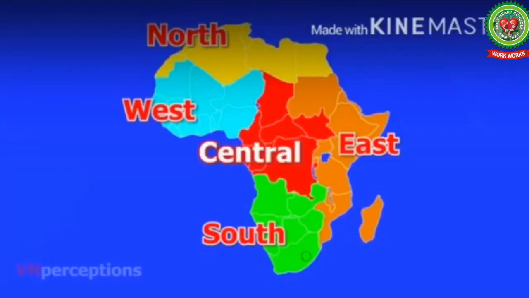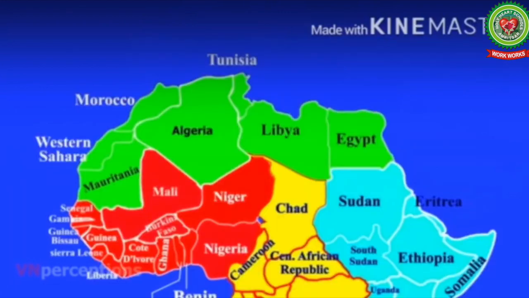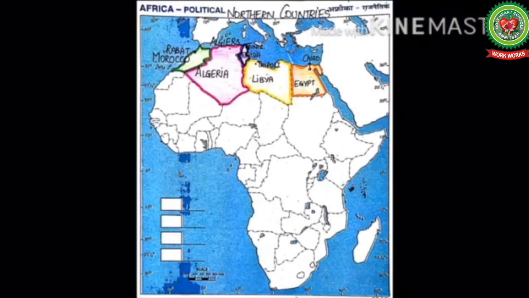Africa is divided into 5 regions as it has large number of countries. The regions are North, East, South, West and Central. We will discuss one by one. The green color in the map is representing the northern countries of Africa. There are 5 countries in the northern Africa. The first one we have marked is Morocco.